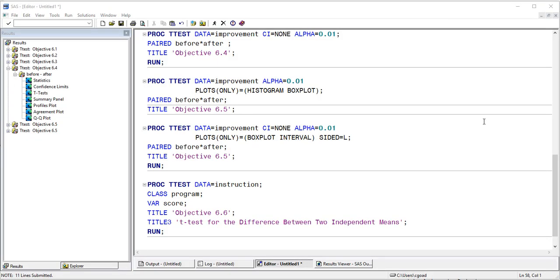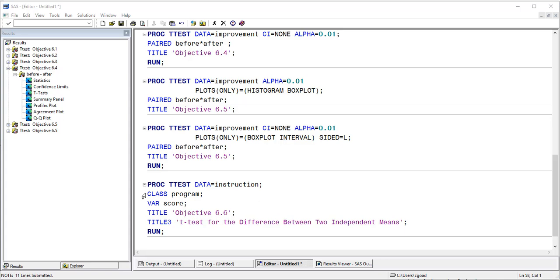In Objective 6.6, we are looking at an independent t-test. We are going back to our instruction data. So here for instruction, I have no modifications, so I'm going to have 95% confidence intervals. I'm going to get confidence intervals for both mean and standard deviation, and I'm going to get all of the default ODS graphics that are available.